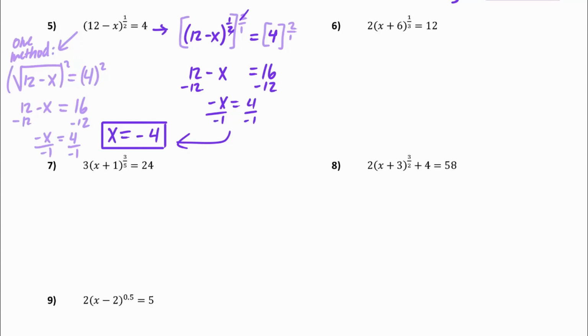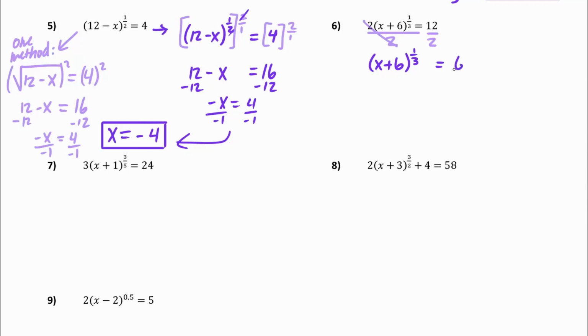Problem number 6 has a little bit more in front. It's kind of clogged up with that 2. And that 2, which would technically be a stretch if you were to picture this on a graph, we just get rid of by dividing. Okay, those cancel out. And so now we have that group of x plus 6 to the 1/3 power that is isolated. Keep in mind, a little bit of space is helpful.